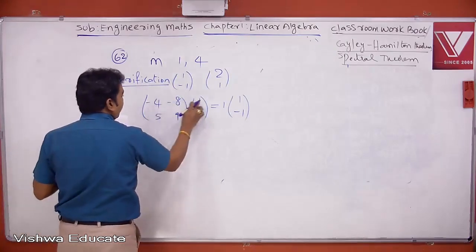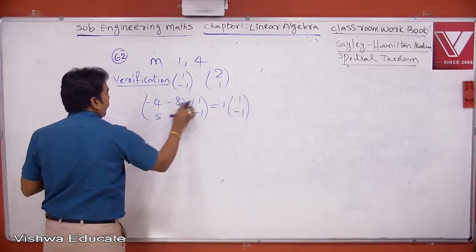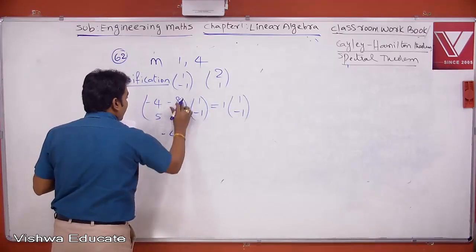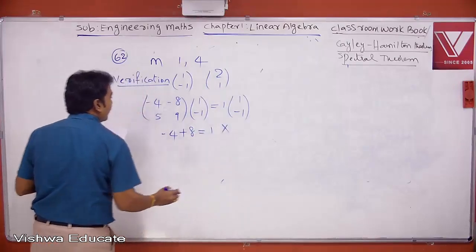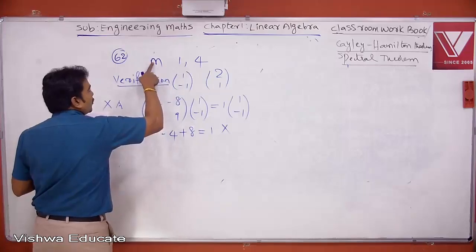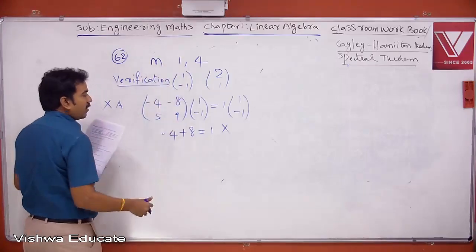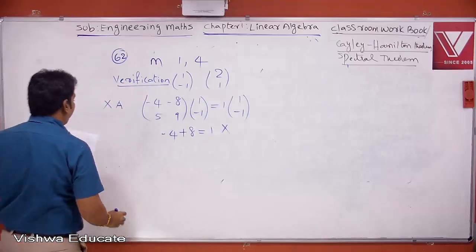In this case, we check lambda 1 into x1. Minus 4 into 1 minus 4, minus 8 into minus 1 plus 8, that should equal 1. This is wrong. Therefore, this is not an eigenvector of this matrix with respect to this eigenvalue. Therefore, option A is wrong. Now let us go for option B.